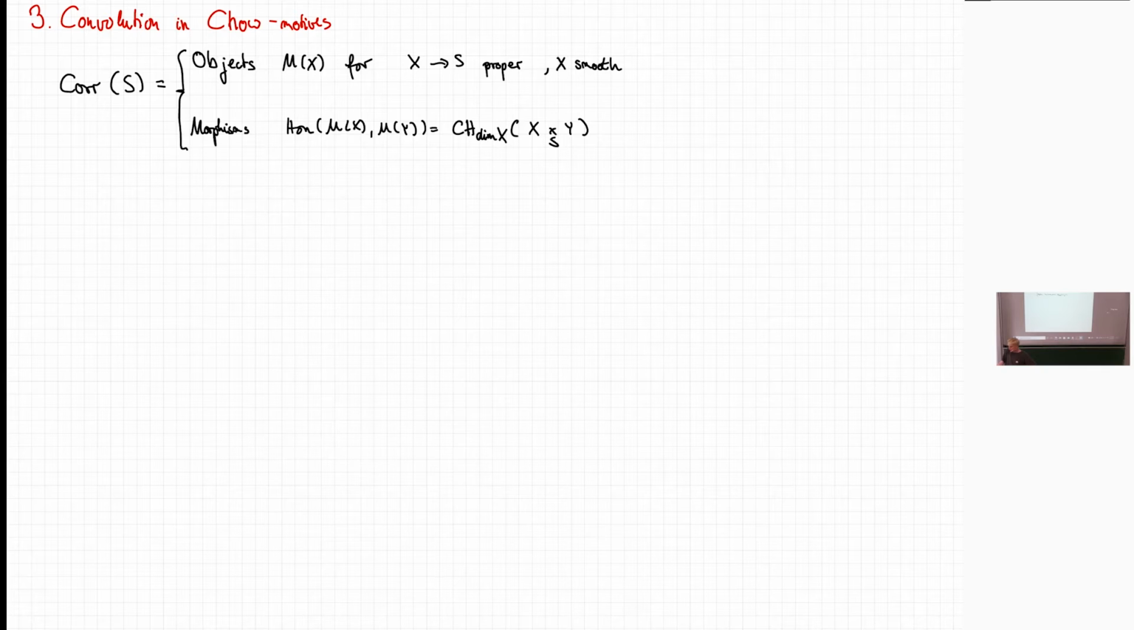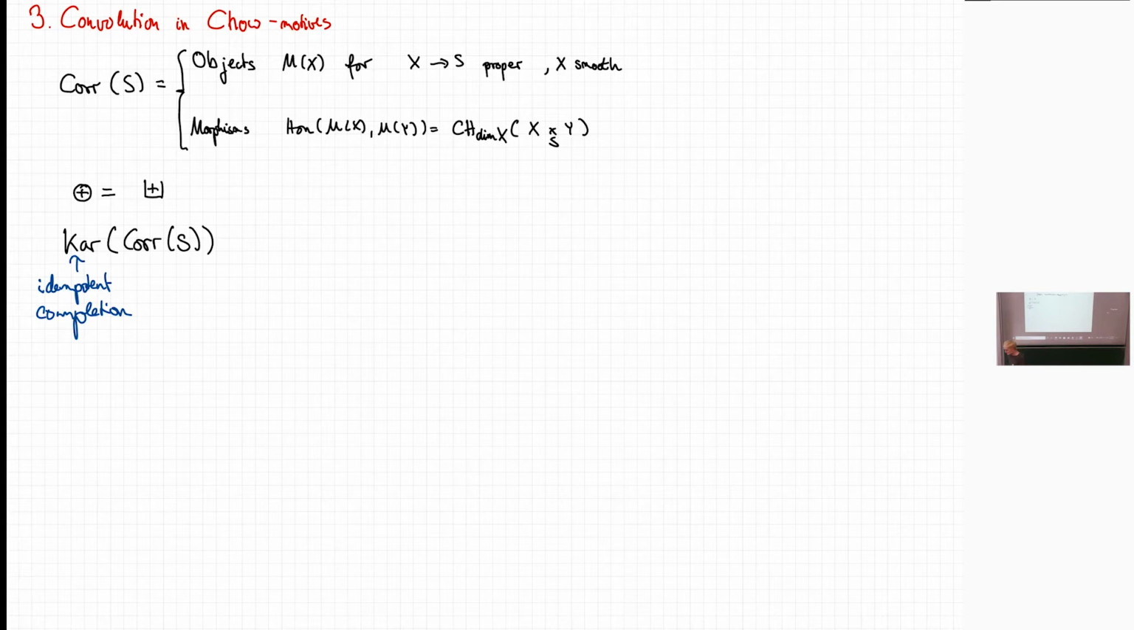So let's say I look at the following category of correspondences over S, where my objects, I call them mx, just the symbol mx, for every variety x that is smooth and sits properly over S. Okay, so these are the objects of my category, and morphisms are exactly given by those Chow groups we've considered before, yeah? So like these correspondences. Good. And now this category has a kind of direct sum, because you can take the disjoint union of two varieties.